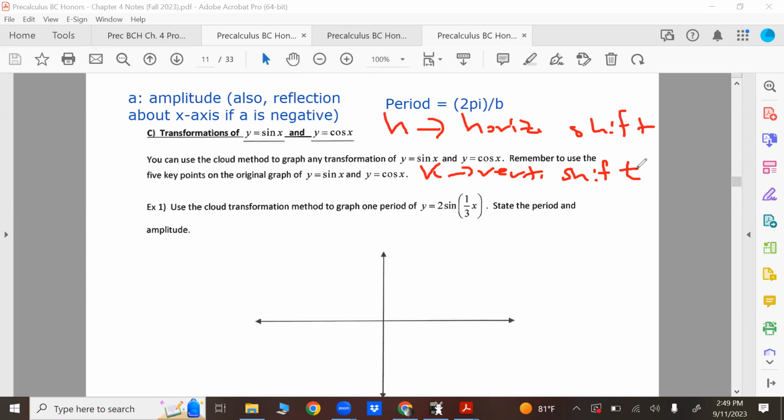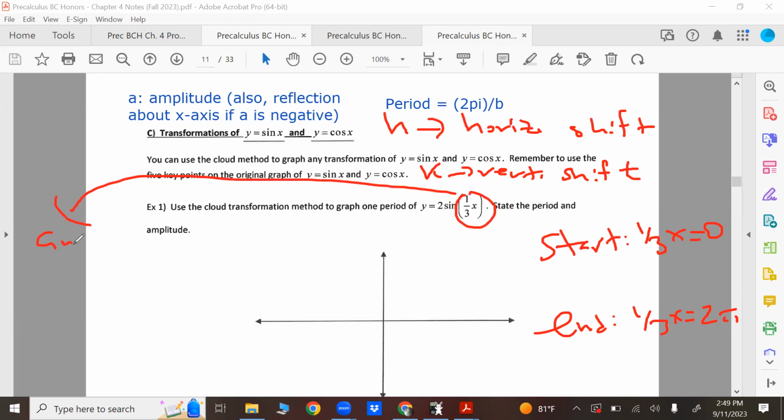So let me show how I do it. I don't quite use the cloud method per se, but here's how I like to go about doing this. I have a start and an end, right? So here's what you're going to do. You're going to set the inside equal to zero and set the outside equal to 2 pi. So this is your angle, right? And where do sine and cosine start anyway? Zero and 2 pi respectively, right? So whatever's inside the parentheses of the bracket, I'm going to set that equal to zero and 2 pi to figure out how things are situated.